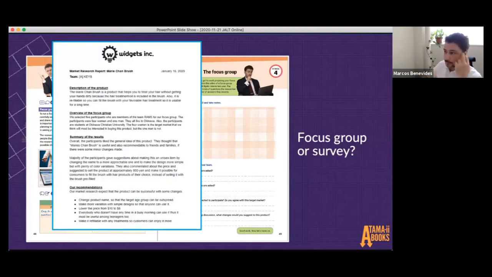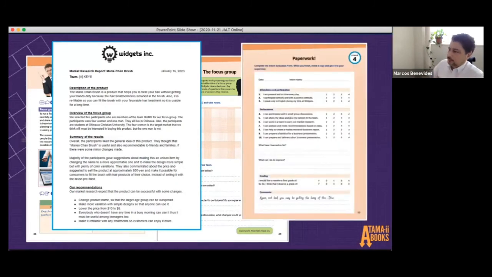Here's an example of a market research report. I know you can't read it, it's kind of small, but this is basically what they're doing. They're summarizing the product cycle so far, and very importantly, giving recommendations based on the market research. So in other words, it looks like this product will be popular with young people, not old people, therefore we should change how we market it and so on. And again, they do a paperwork self-assessment at the end.